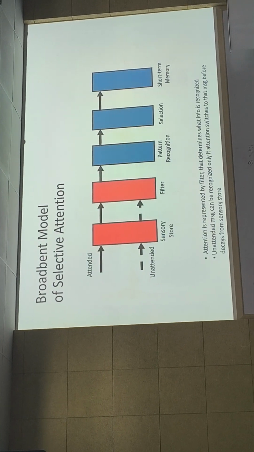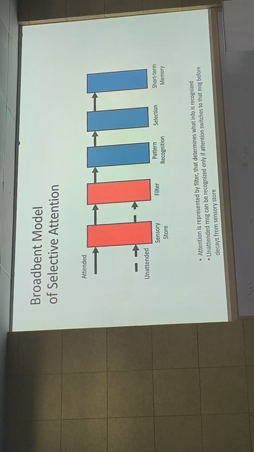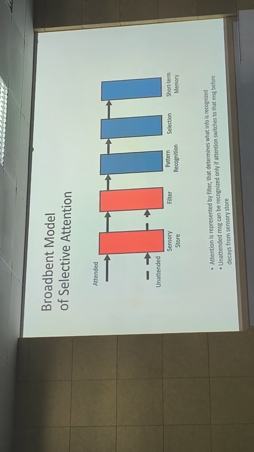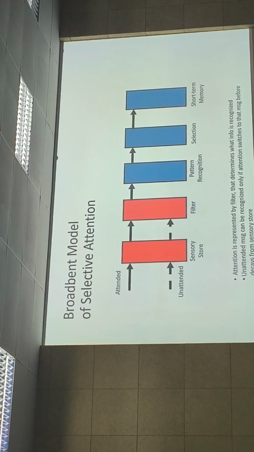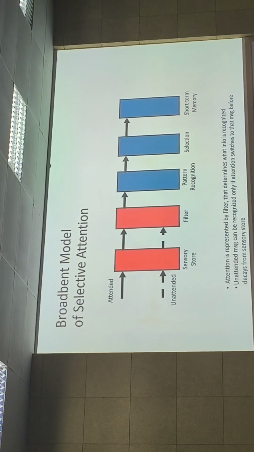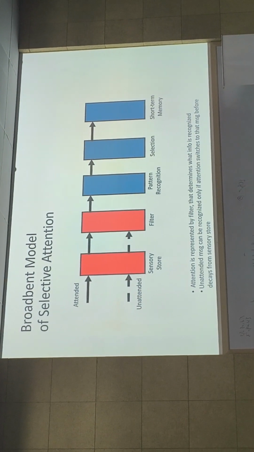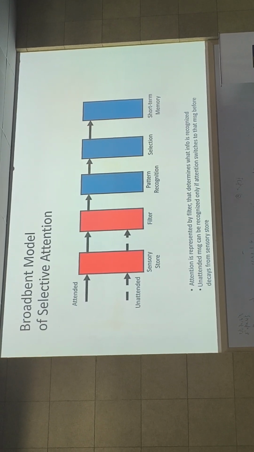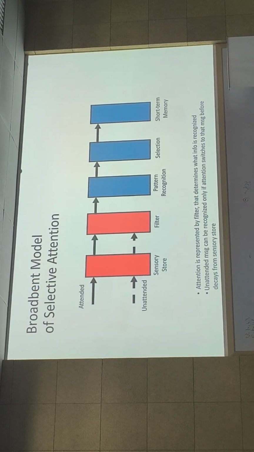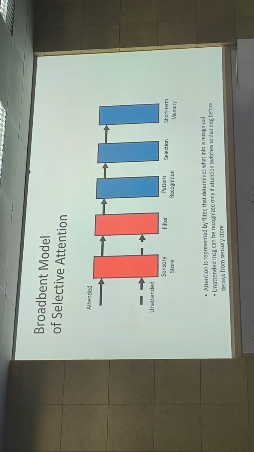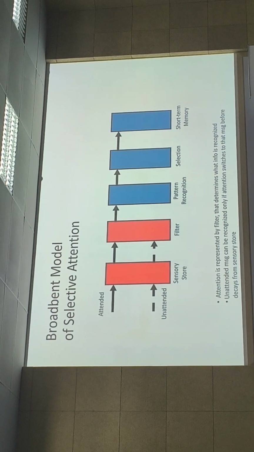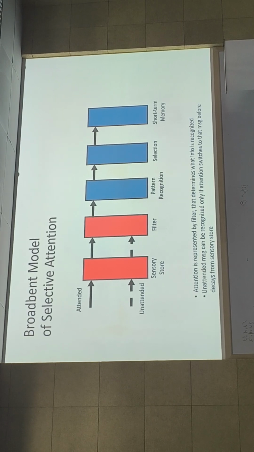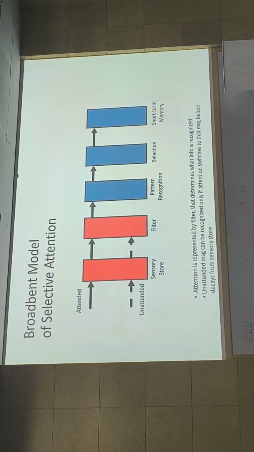Okay, so they differ in terms of when we actually allow attention, when we focus our attention so that we can process some kind of meaning. So in a nutshell, this is what differs all these different models. The first one is the broadband model, and we know that we can hear our name being called in a noisy environment. But there are also limitations to that.